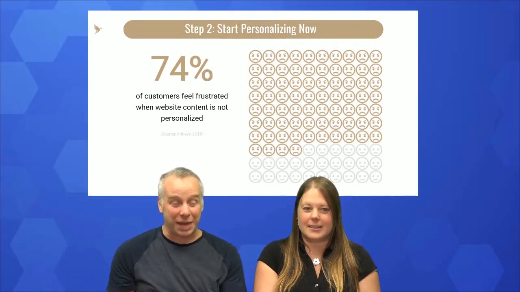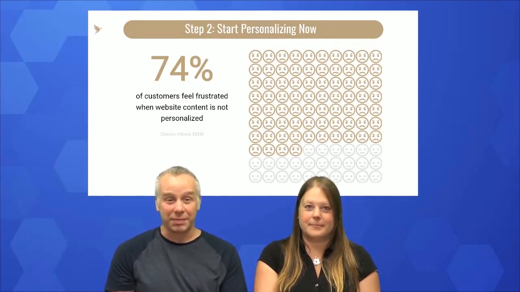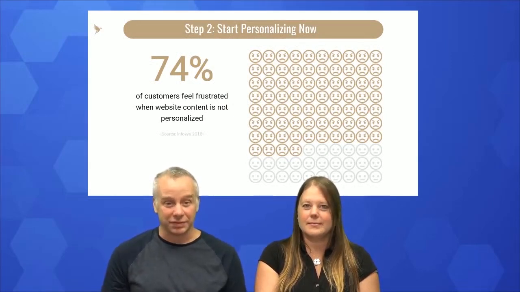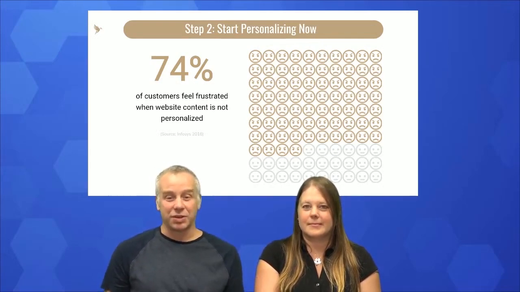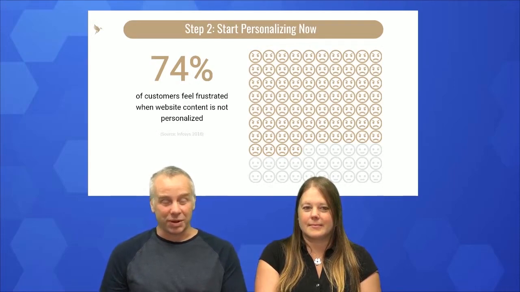So what we know and what the data bears out is that roughly 3/4 of the people that are coming to visit your site expect you to personalize to them based on the information that you have. And beyond that, they get frustrated, or they're going to go to your competitor's site if they're doing that. They don't want to come and have to search for everything from scratch. They want you to know what they're looking for, or at least know what they're about.